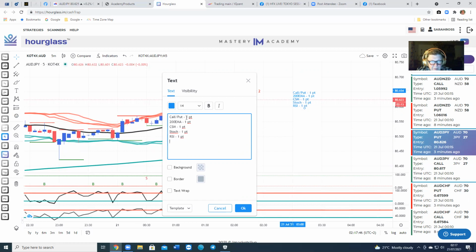The Bollinger Band, green or red, depending on whether you're taking calls or puts, is 1 point. And then the S or the B, the sell or the buy, is 1 point. 3, 4, 5, 6, 7. And then the line of support or resistance is 1 point. So that gives you 8 points in total. 1, 2, 3, 4, 5, 6, 7, 8.